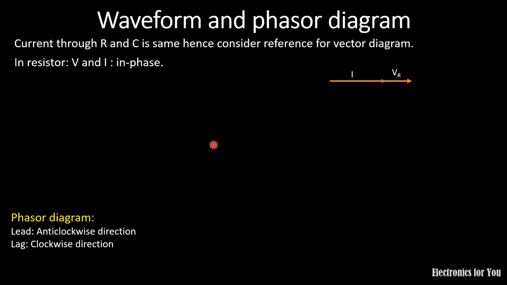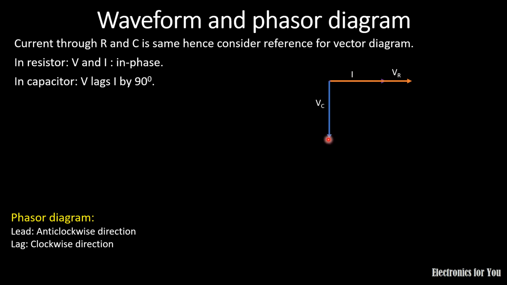Now in a capacitor, voltage lags the current by 90 degrees. As voltage lags it by 90 degrees, as per the phasor diagram rule, lag is indicated in the clockwise direction and it lags by 90 degrees, so it will be perpendicular to the current with 90 degree phase difference. So the voltage across the capacitor can be drawn like this.